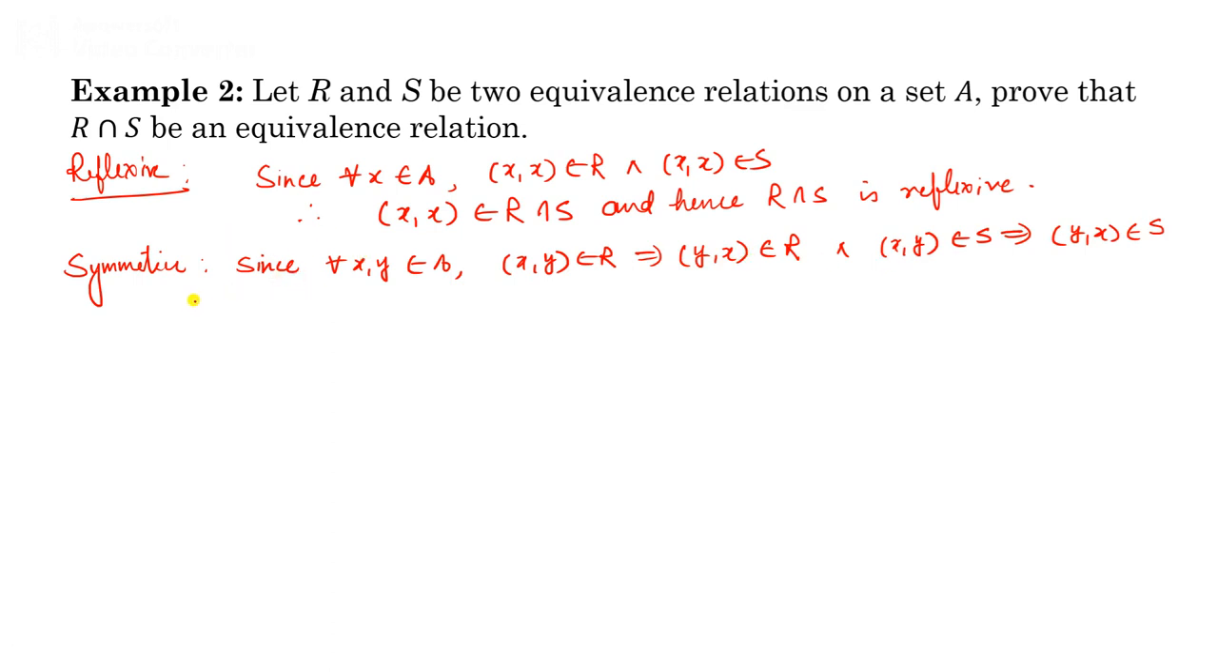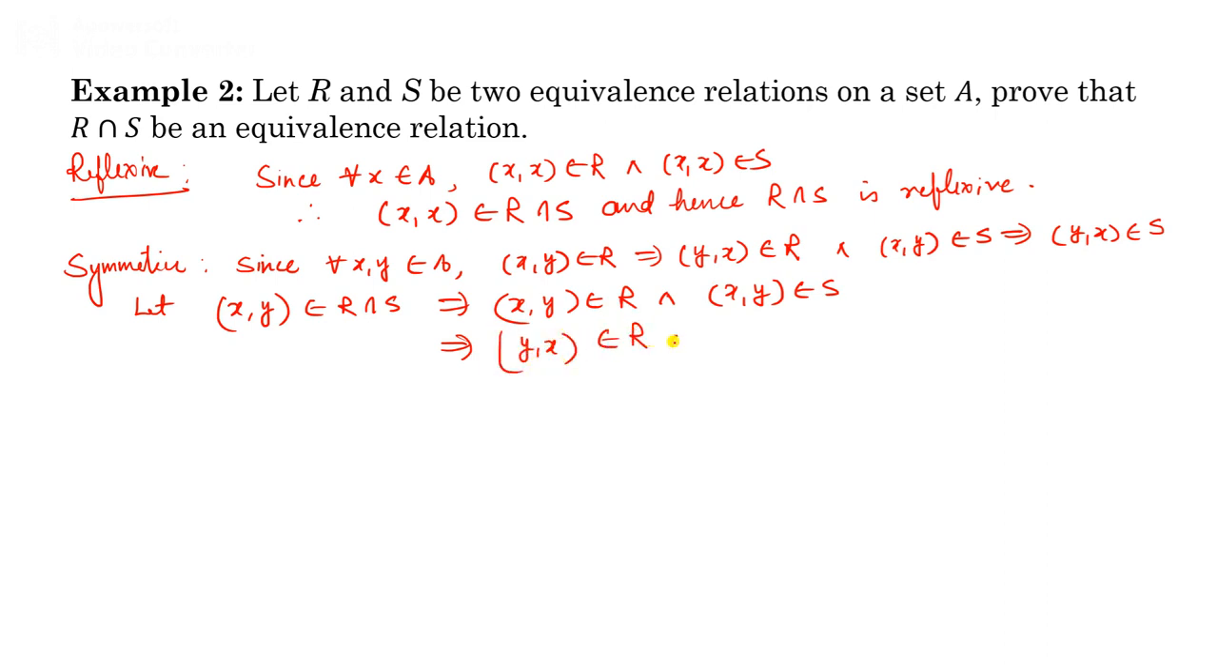So you can write, let (x, y) belongs to R intersection S. Now we will show that (y, x) belongs to R intersection S. So (x, y) belongs to R intersection S means (x, y) belongs to R and (x, y) belongs to S. This is the definition of intersection. Now (x, y) belongs to R, this means (y, x) belongs to R and (y, x) belongs to S.